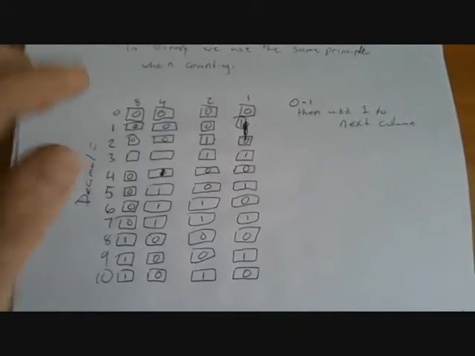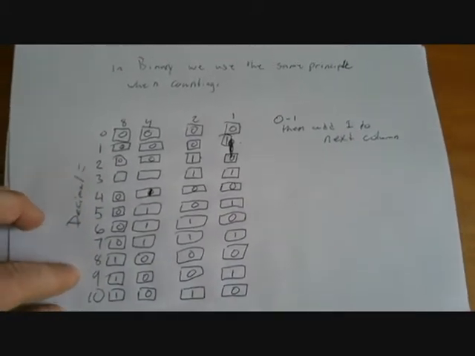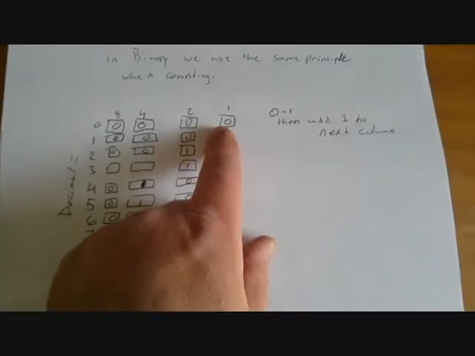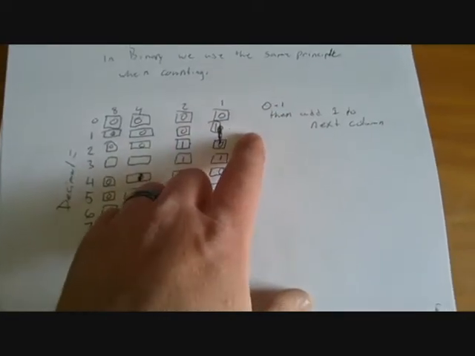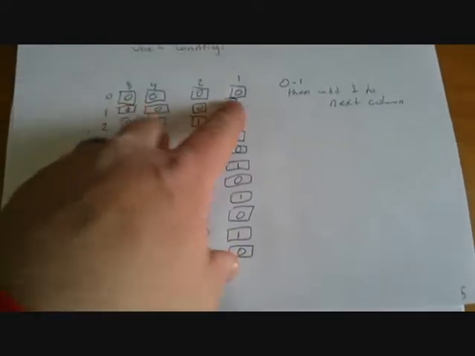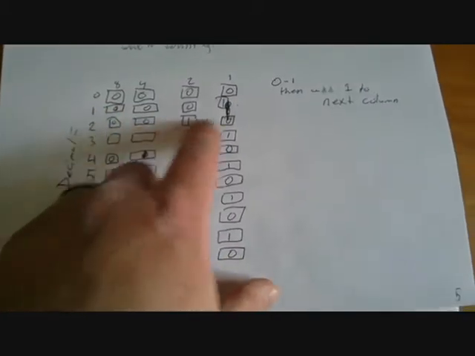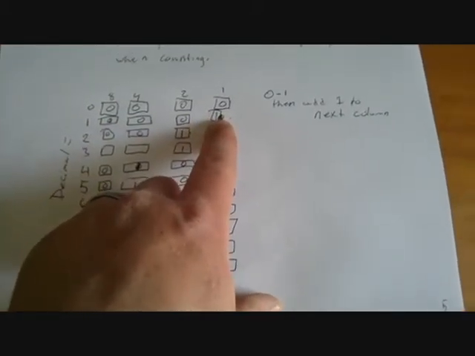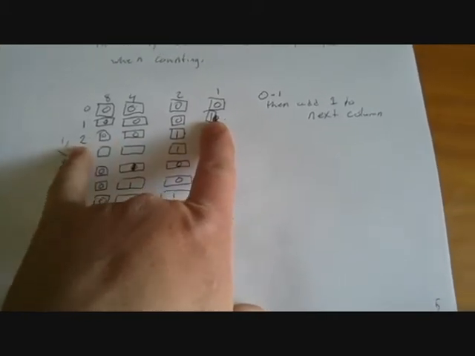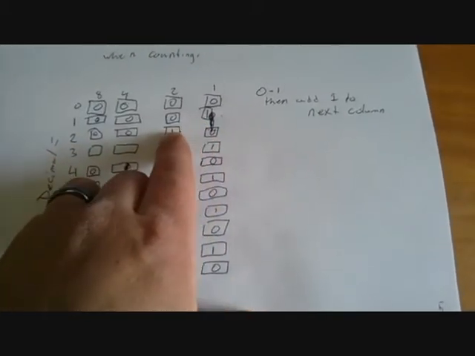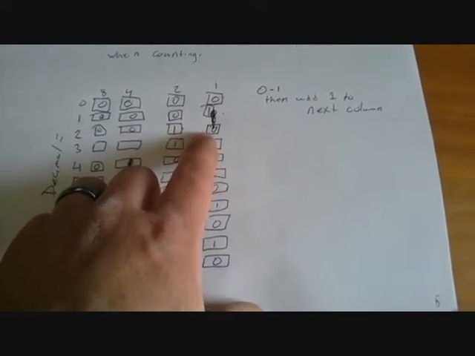In binary, we use the same principle when counting. We have a chart here with our decimal numbers on the left-hand side and our binary columns across the top: the eights column, the fours column, the twos column, the ones column. And we use 0 through 1, so it's only two numbers to roll through each time. Here we start with 0, and we go to 1, and we have a 1 in the ones column. Now to get to the number 2, just like in a tens column, you add the 1 to the twos column, and that would be it.